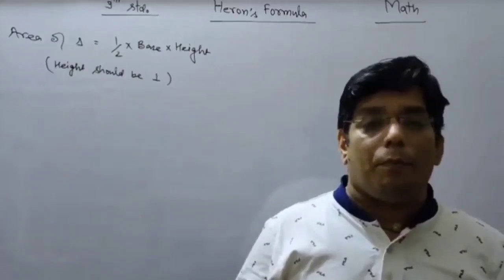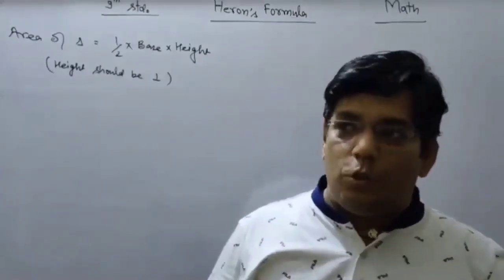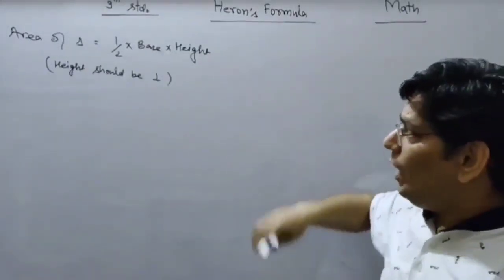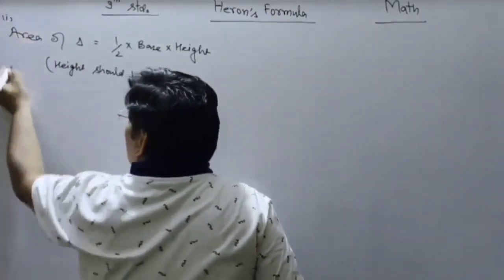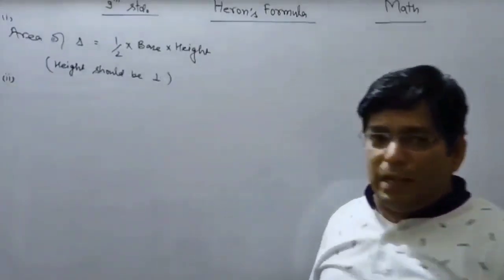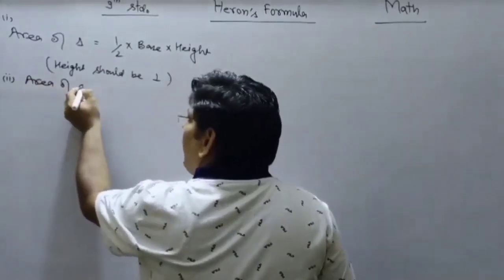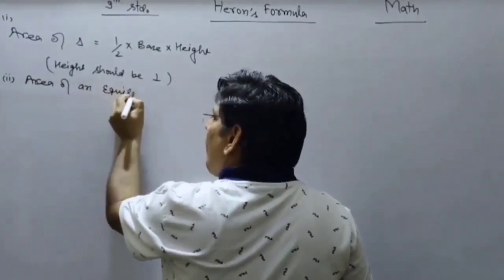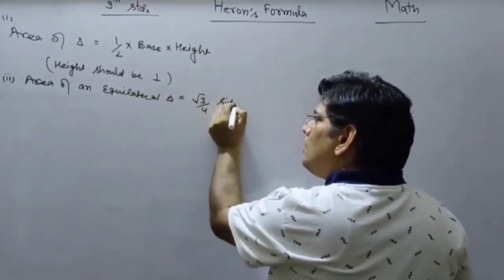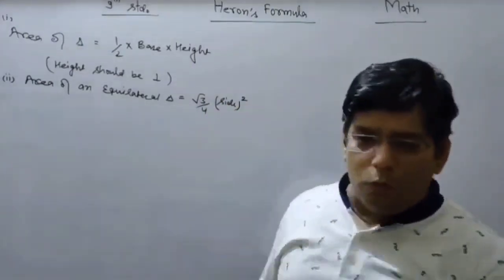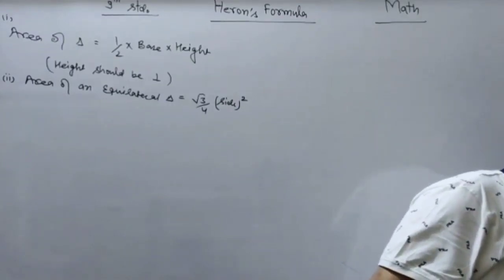But what happens when the height or the perpendicular is not given? In that situation, we should go for Heron's formula. And before we start Heron's formula, we should know the area of an equilateral triangle. Area of an equilateral triangle is √3/4 side square.